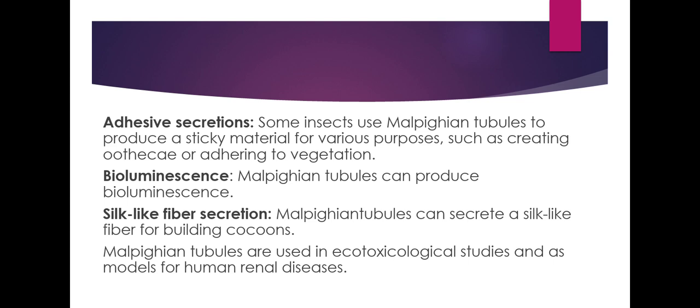Silk-like fiber secretion: Malpighian tubules can secrete a silk-like fiber for building cocoons. Malpighian tubules are used in ecotoxicological studies as models for human renal diseases. So, even the importance of Malpighian tubules is shown here.